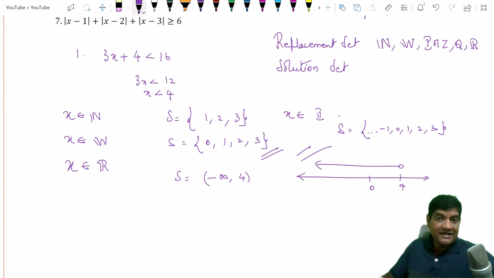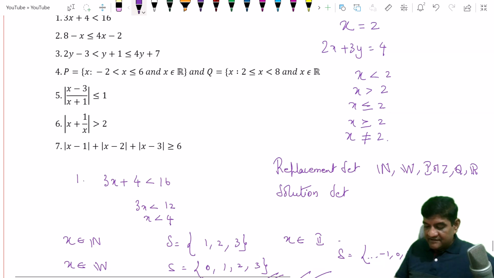As I said again, ICSE students learn all of these. For CBSE students it is going to be new. However, I'm going to limit myself to this particular concept and then move on. So that is going to be my solution set. Another way of writing this is minus infinity less than x less than 4. Just another way of writing the same solution. Let's go to the second question now.